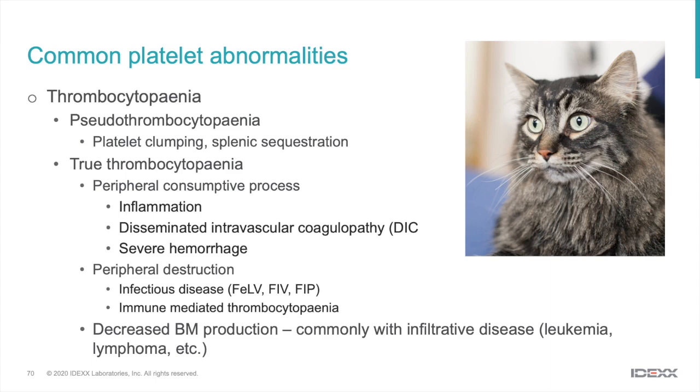We need to differentiate between peripheral consumption, like inflammatory disease and DIC, and peripheral destruction, from infectious causes like feline leukemia virus infection or FIP. Immune-mediated thrombocytopenia does exist in the cat. However, it's pretty uncommon and it's a little bit of a challenge to get to that diagnosis. Typically, we come in through the back door, making that diagnosis based on our management of the patient.